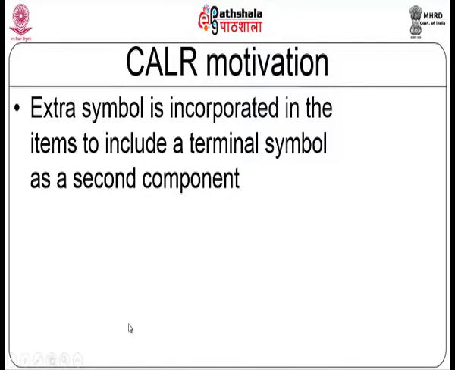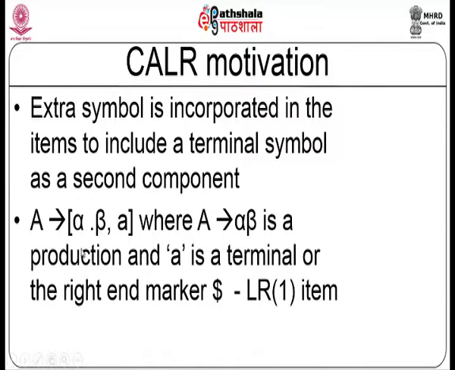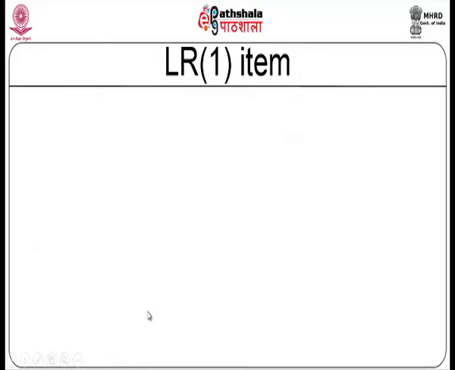The motivation is that an extra symbol is incorporated in the item, a terminal symbol as a second component, for example, A produces alpha dot beta comma a. Here A produces alpha beta is a production and a is a terminal, or the right hand marker dollar is used, and this is referred to as an LR(1) item. So, where you had alpha dot beta alone, here A produces alpha dot beta is incorporated along with a terminal a, and this terminal a can be the right hand marker, or it can also be a dollar. So, this is referred to as the LR(1) item.